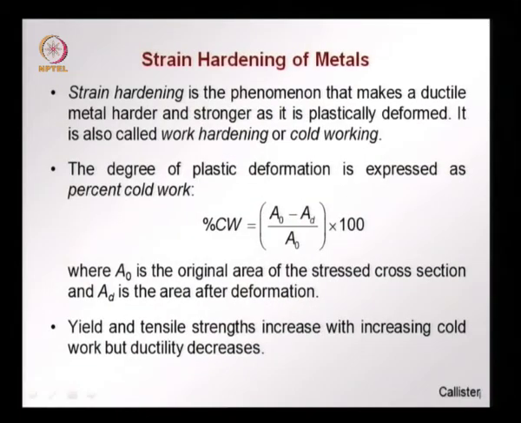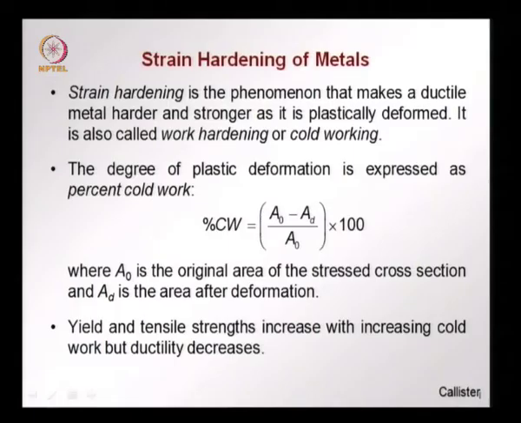So, we have talked about strain hardening. Strain hardening now is the phenomenon that makes a ductile metal harder and stronger. We will talk about metals basically, even though we saw just the slide earlier that polymers can also strain harden. However, strain hardening is a phenomenon that is very important in the behavior of metals, in how metals can be used effectively and how we can make metals stronger through strain hardening or cold working.